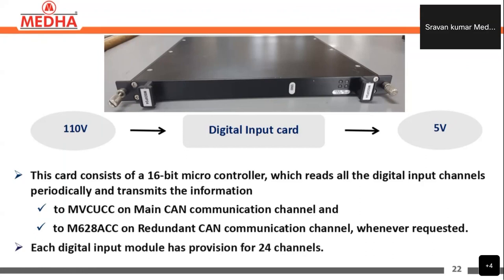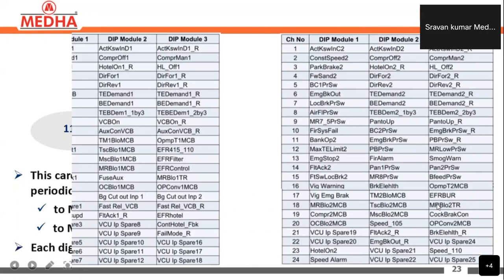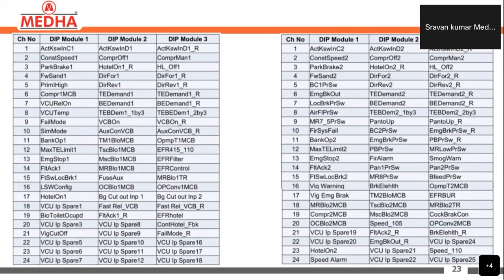Each digital input module has a provision of 24 channels. As the digital output card has 16 channels, in DIP we have 24 channels for processing the information of 24 inputs here. Here we can see the DIP module. In VCU1 and VCU2, we have 3 DIP cards in each VCU. Here we can see the 24 channels and the inputs that are getting to the 24 channels here.